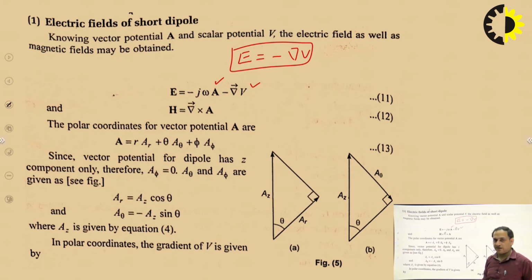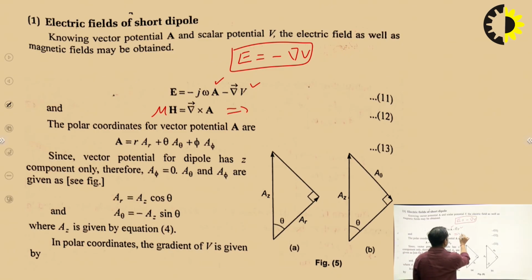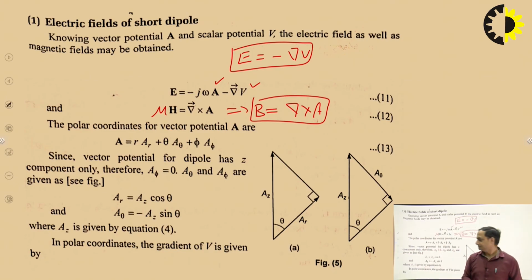And if you want to calculate the magnetic field, then mu H is equal to del cross A. This is the same equation we have already discussed in the magnetic vector potential: B is equal to del cross A, so mu H is del cross A. We write vector A as r-hat A r plus theta-hat A theta plus phi-hat A phi. This r is nothing but the unit vector, this is also a unit vector, and this is also a unit vector.